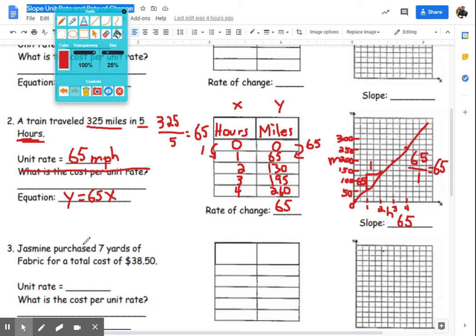Here, I'll get you started. So for number 3, as far as filling in your table, your x-axis is going to be your yards. And then your y-axis is going to be your cost, just so there's no confusion as to what your x and y is. So x is going to be yards, and then your y is going to be cost.